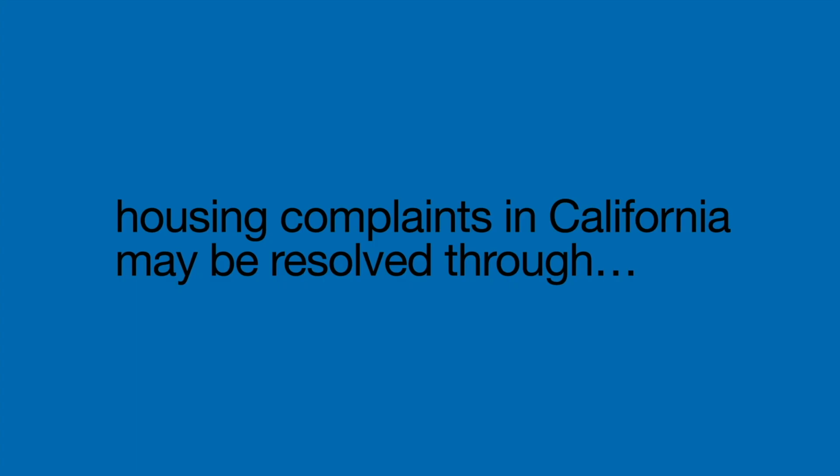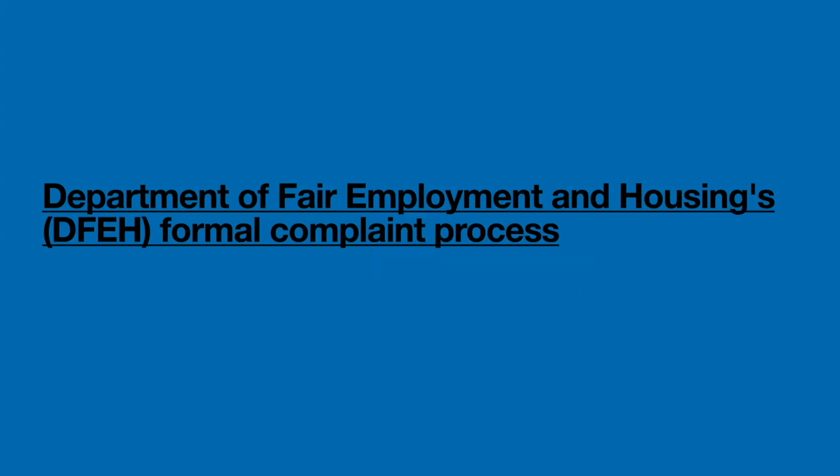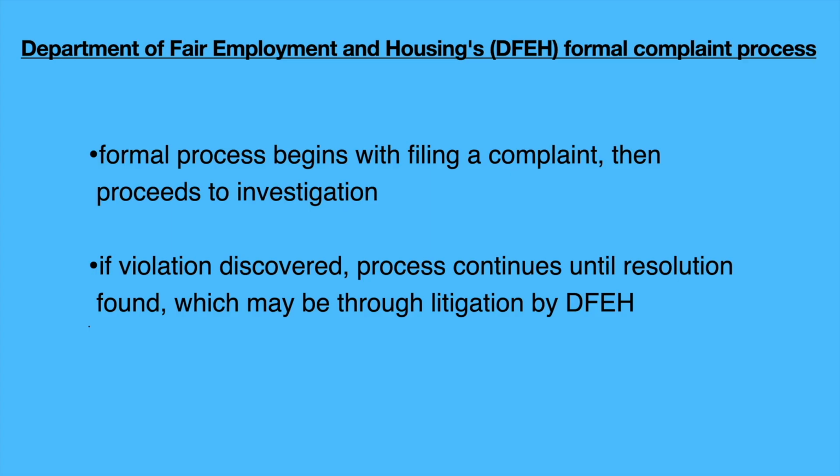Housing complaints in California may be resolved through the Department of Fair Employment and Housing's formal complaint process. This is the DFEH's complaint process. The formal process begins with filing a complaint, then proceeds to an investigation. If a violation is discovered, the process continues until resolution is found, which may be through litigation by the DFEH.